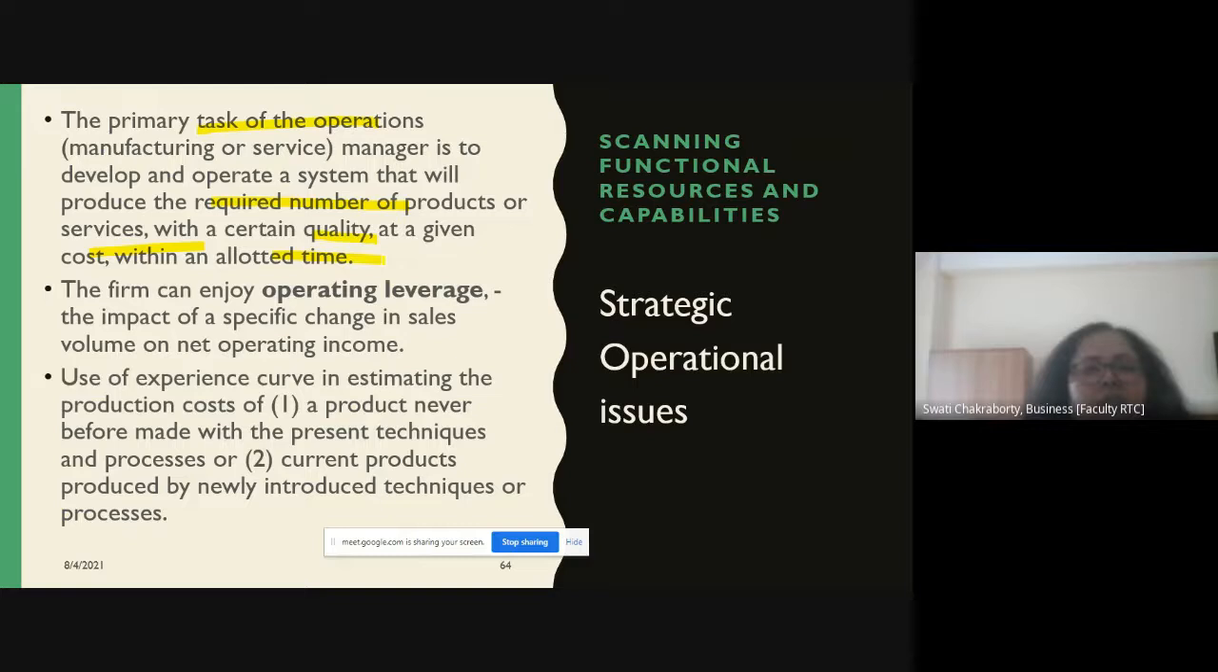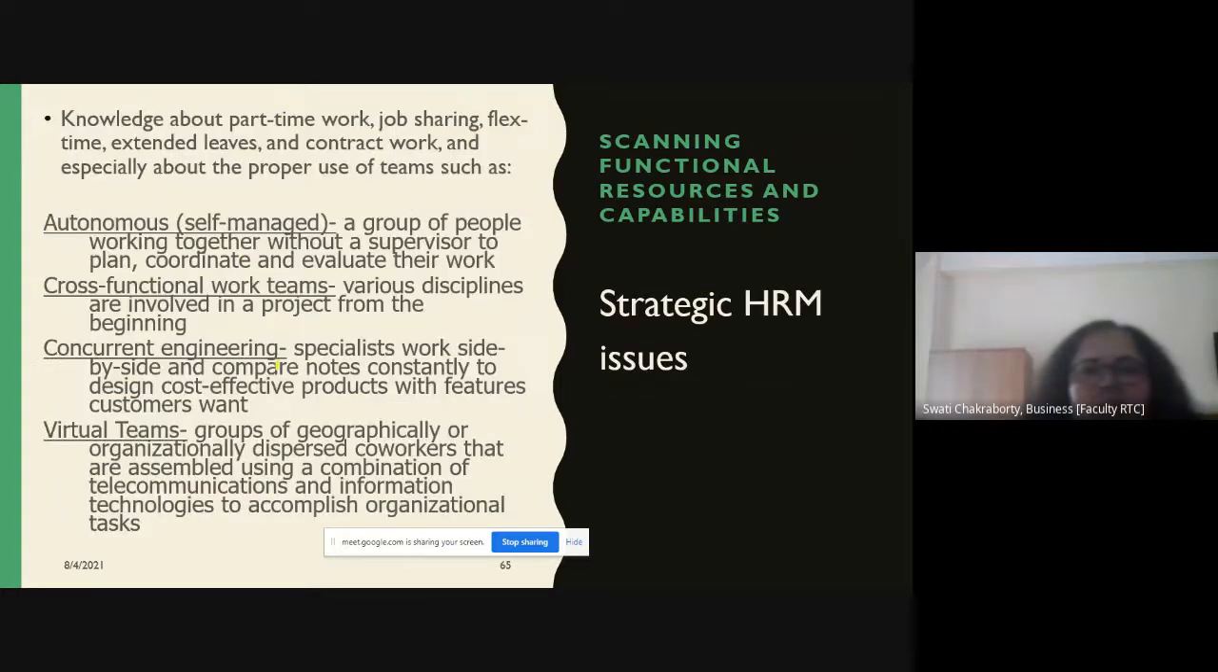Okay, and firms can enjoy operating leverage, which is the impact of a specific change in sales volume or net operating income. So it can be done with the use of experience curve, right? Through experience, you can start estimating the production cost of a product never before made with the present techniques, or current products produced with the help of new techniques. Through experience, you can do it.